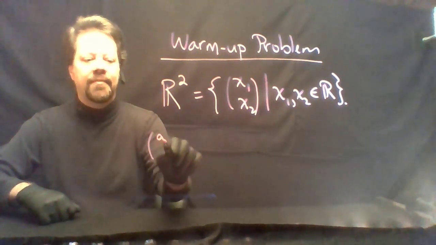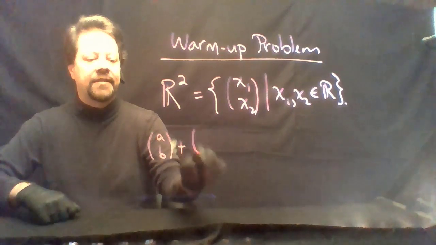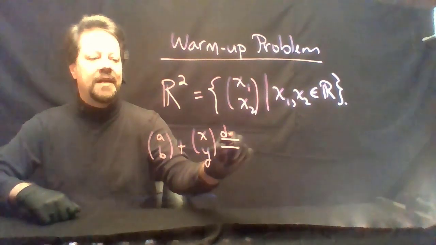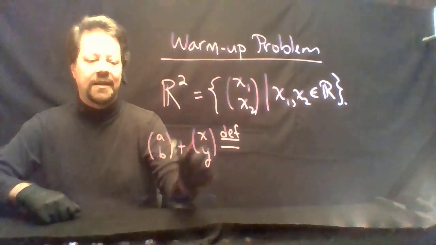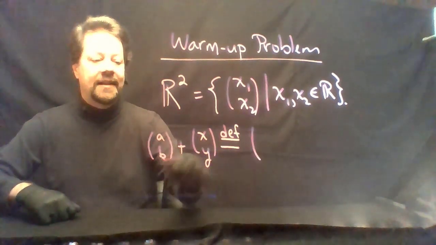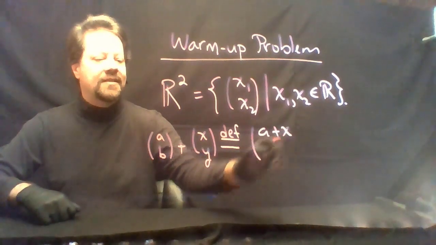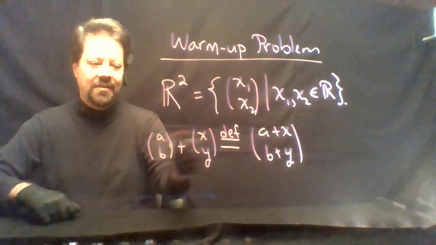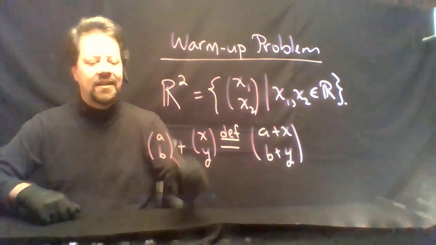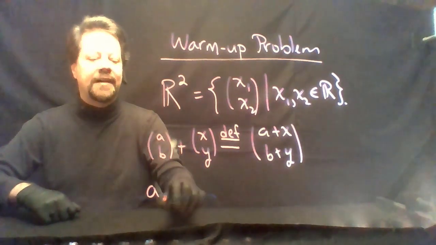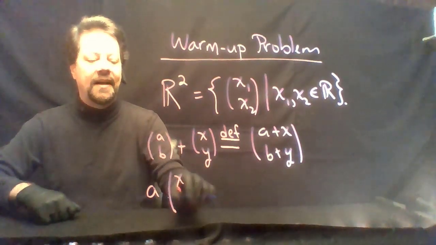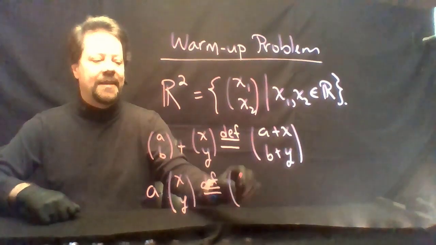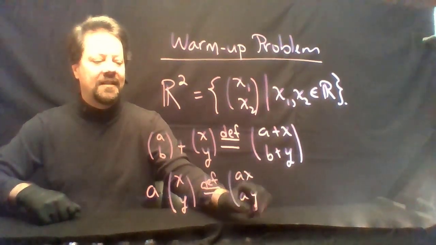First of all, vector addition. What do we mean by AB plus XY? It is, by definition, A plus X, B plus Y. You add corresponding coordinates. Also, we're going to define what we mean by A times XY. That is defined to be AX, AY.